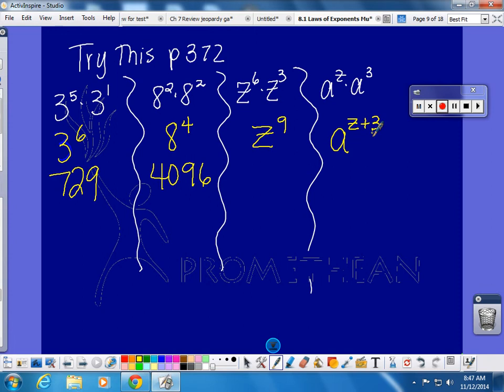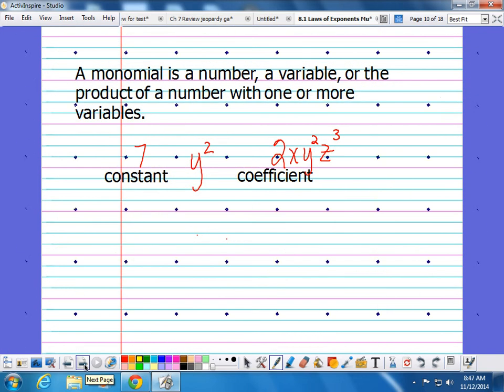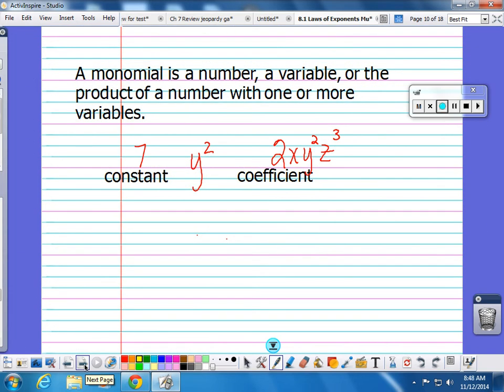See, using the product rule is simple. Yeah, when we put it together though, with bigger problems, just remember what the product rule says. All right, now let's talk a little terminology.